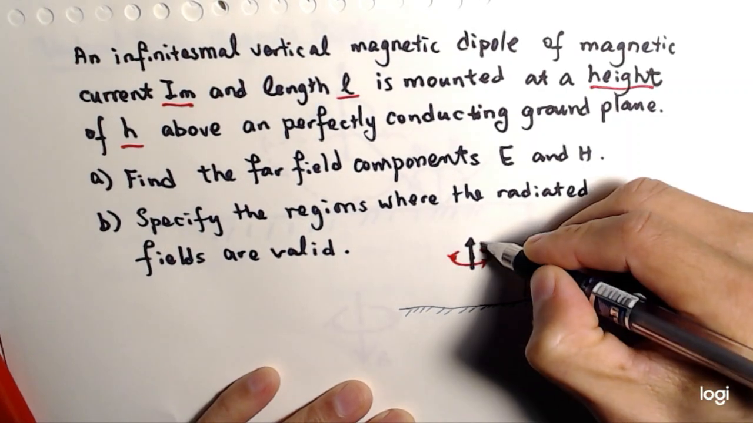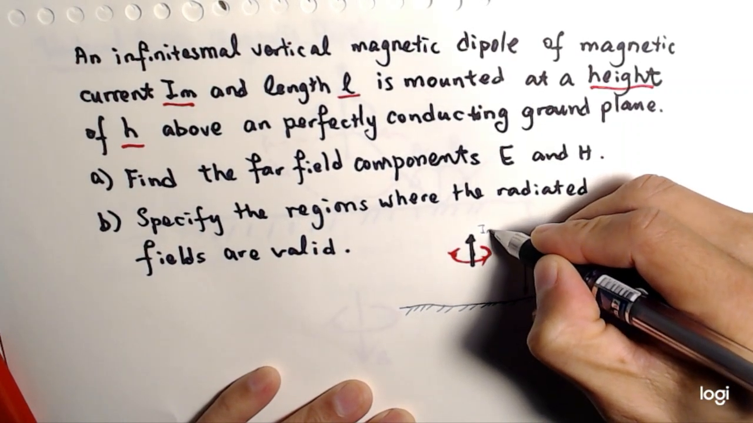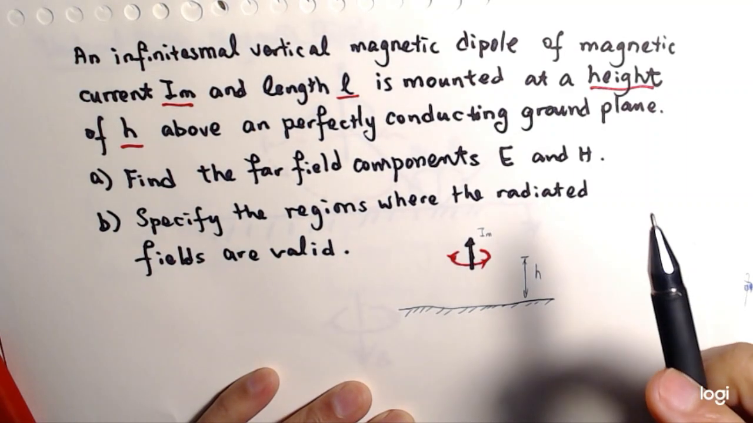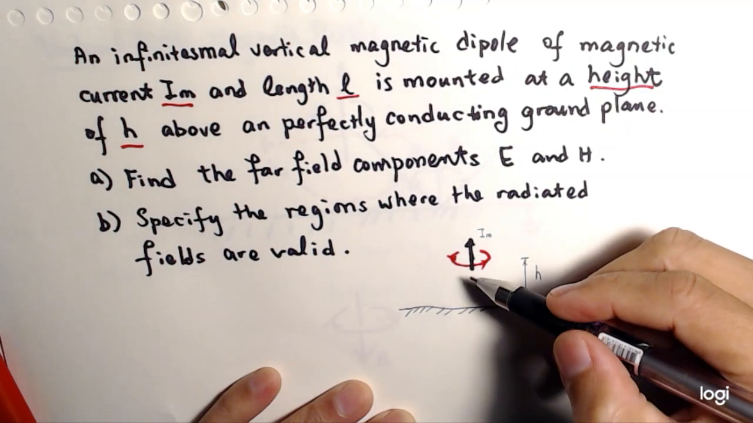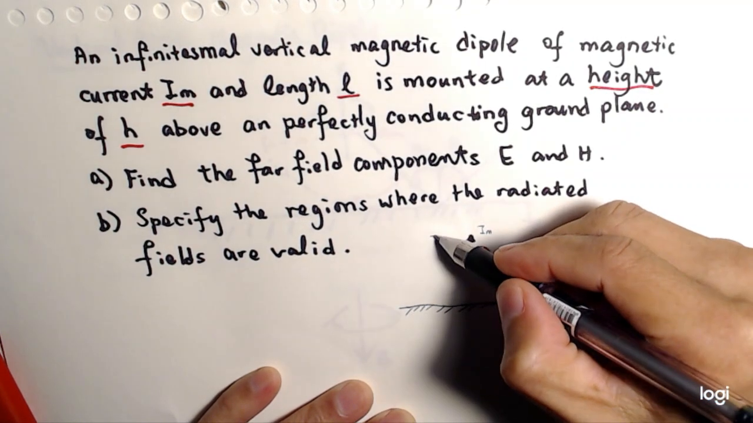The current here is Im. Remember, magnetic current is not the same as electric current. Electric current is the current of electrons, the current of electrical charge. But magnetic current is the current of moving magnetic monopoles. So the length here is L.